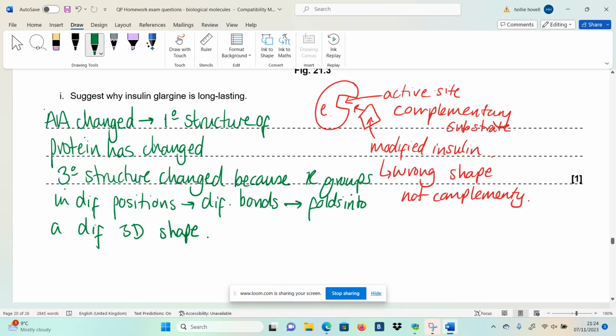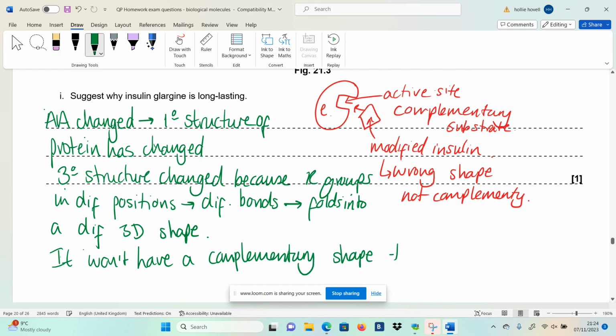Because the primary structure's changed, therefore the tertiary structure's changed, and you explained the link to primary. If you've got a different order of amino acids, we've got different R groups in different positions, different bonds will form in different places, and it's going to fold up into a different 3D shape. Now link it to the question. It's asking you, why will this modified insulin molecule not be broken down by the enzyme? If it's a different shape, it won't be complementary. It won't have a complementary shape to the active site of the enzyme.